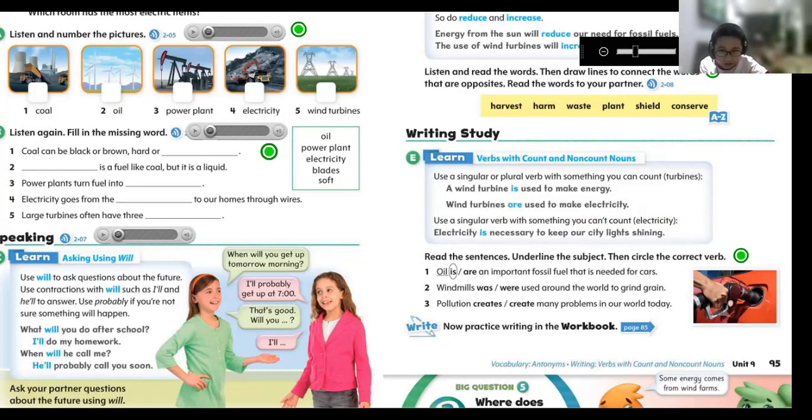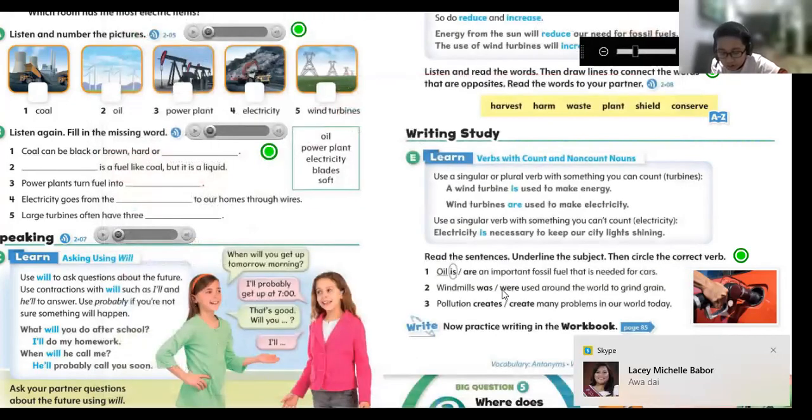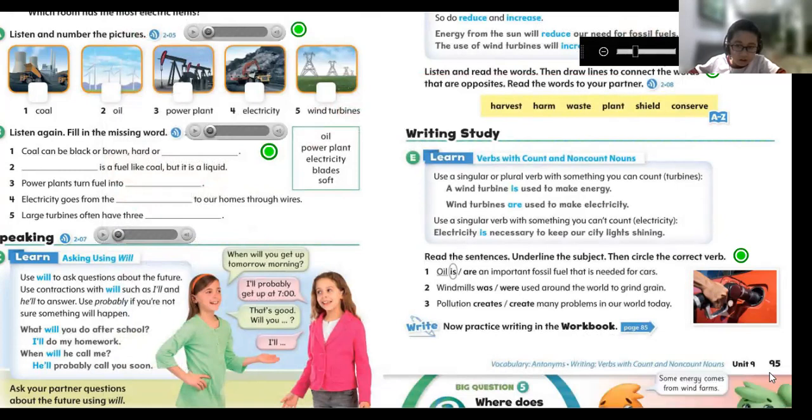For example, oil is or are important fossil fuels that is needed for cars. I want you to underline the subject and then circle the verb.